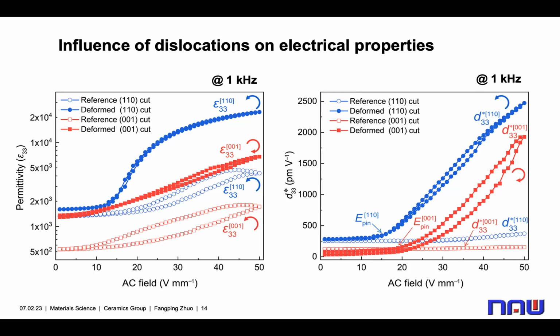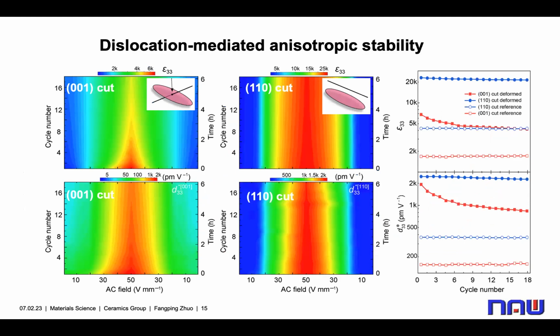In order to determine the dislocation-based stability, we just continued the measurement and recorded the properties for about 6 hours, in total 19 cycles. So for the 001 cut deformed sample, we have the intersection configuration. If you look at both properties, we see the clear degradation at the beginning, whereas for the 110 cut deformed sample, we see much more stable properties. So if we plot the properties at 50 watt per millimeter, we can clearly see the difference. So what could be the mechanism for the different stability?